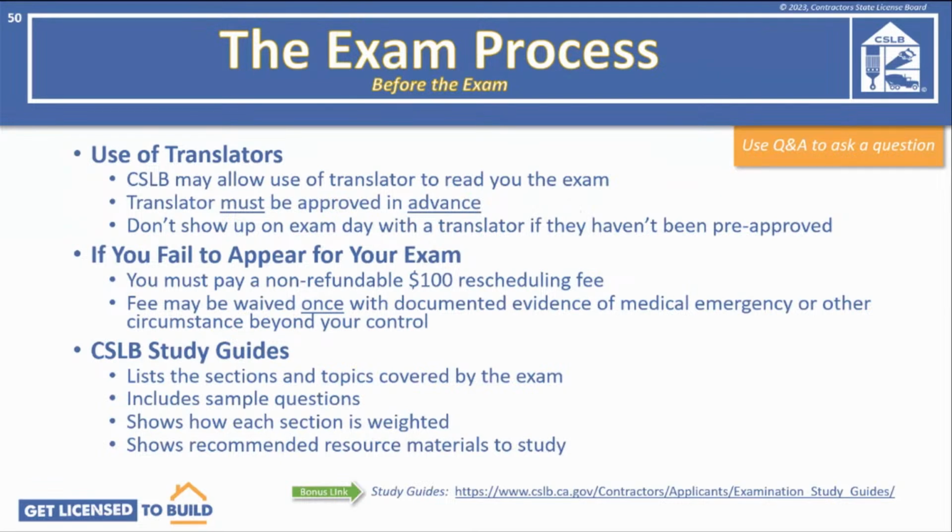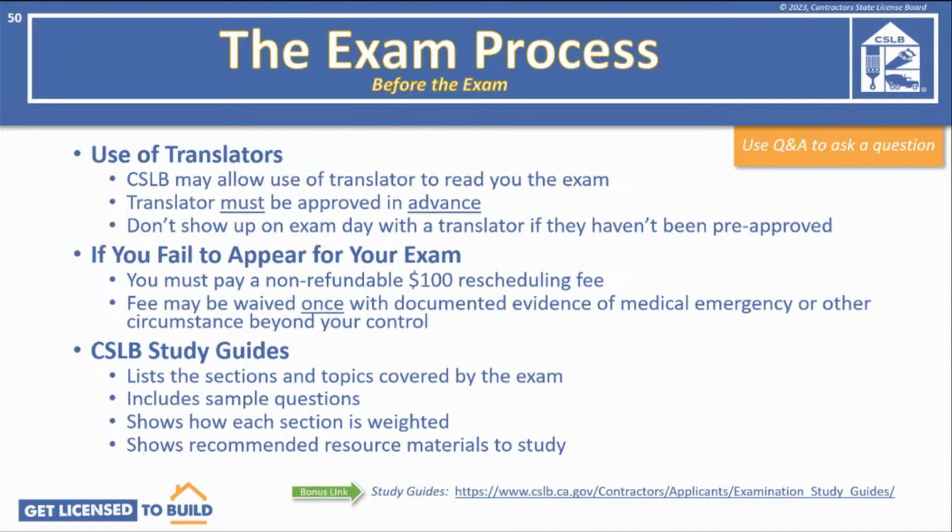If you are an applicant whose first language isn't English and you don't feel confident taking your exam in English, we do allow you to use a translator. The translator, who you provide, simply reads you the exam questions. Question 16 on the application asks if you need to use a translator to complete the examination and the language the exam will be translated into. The translator must be approved by CSLB in advance.